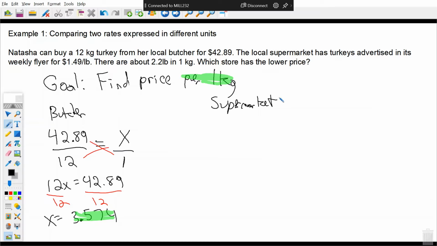Now the supermarket is advertising it in pounds. The supermarket says we sell it for $1.49 for 1 pound. I guess I don't really need the units there. So that's $1.49 per 1 pound. And we know that there are 2.2 pounds per 1 kilogram.